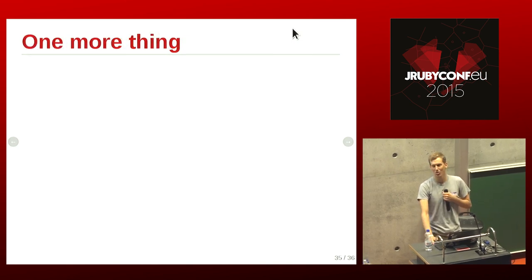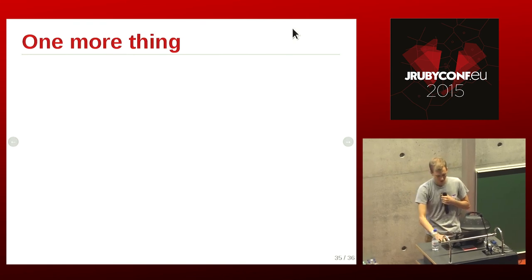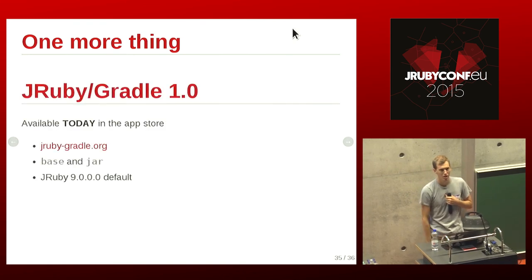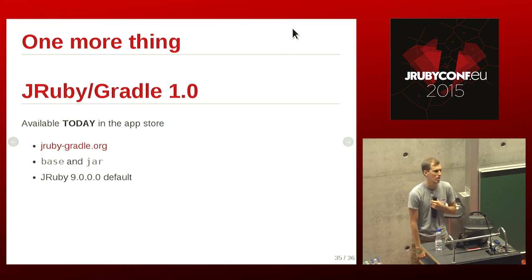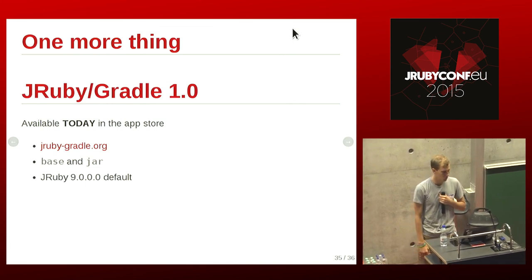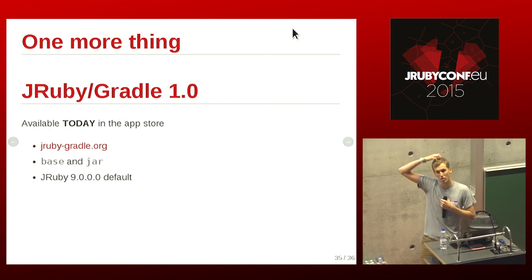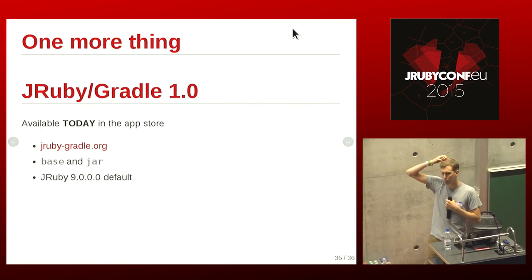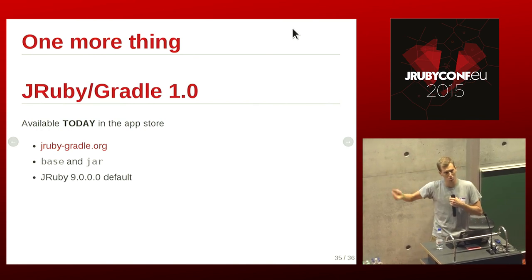So one more thing. I was up until 1:30, 2 a.m. last night finishing this up. I figured I would announce it while I'm here. Decided to go ahead and make the API stable. JRuby Gradle 1.0 has been released. It's been a year. Figured we might as well do it. Everything's on jrubygradle.org. It's fairly well documented. The documentation is, of course, all built with JRuby Gradle, because why not?